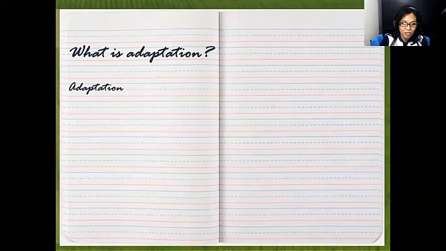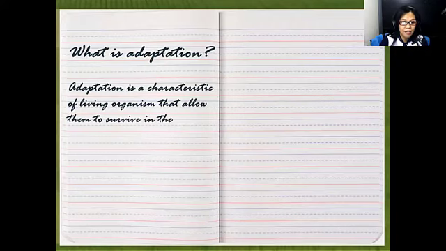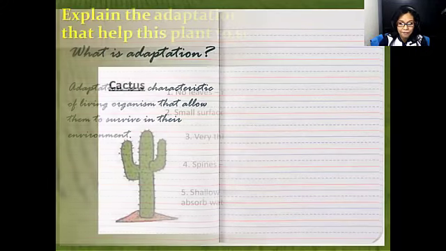Okay, in your notebook, I want you to write the definition of the word adaptation. I'm going to check your notebooks when we start coming to school, okay? So write the question, what is adaptation? And write the meaning. Adaptation is a characteristic of living organisms that allow them to survive in their environment.